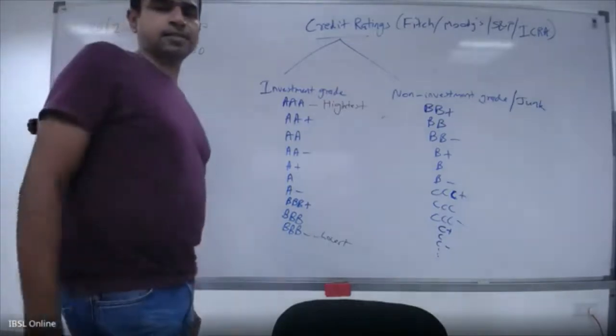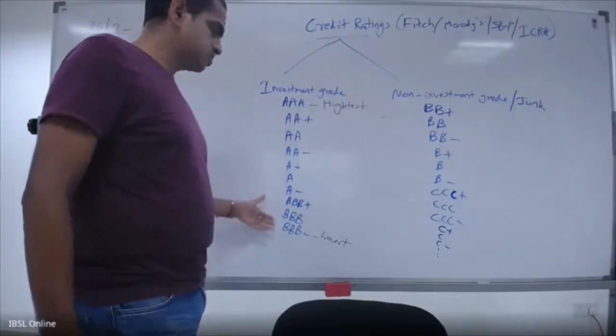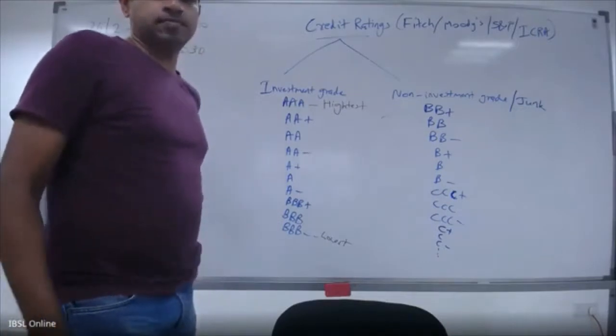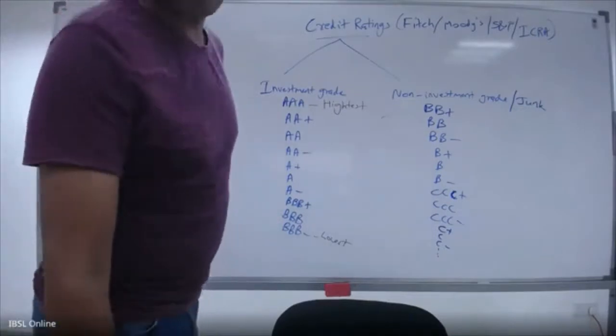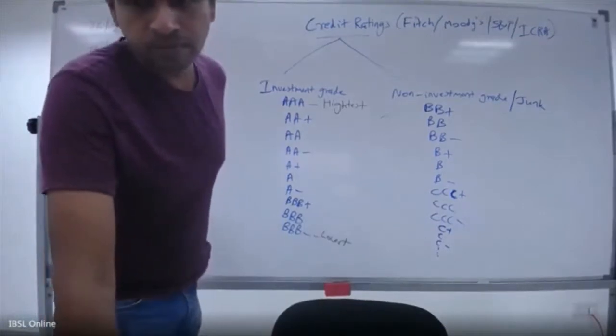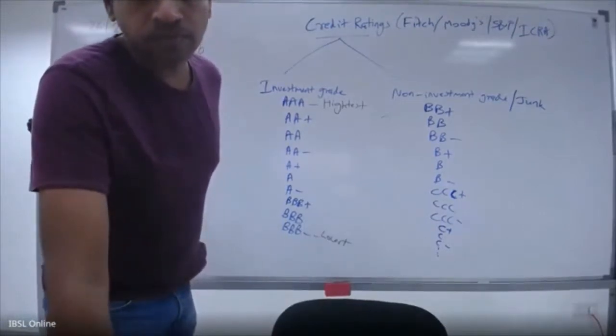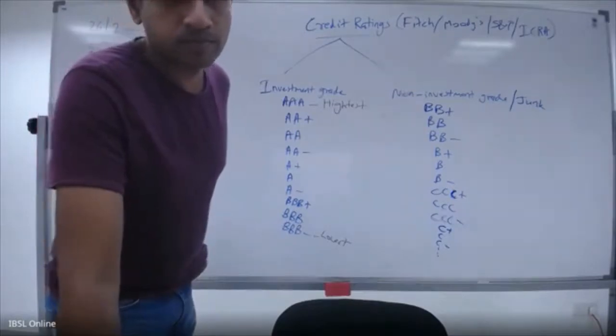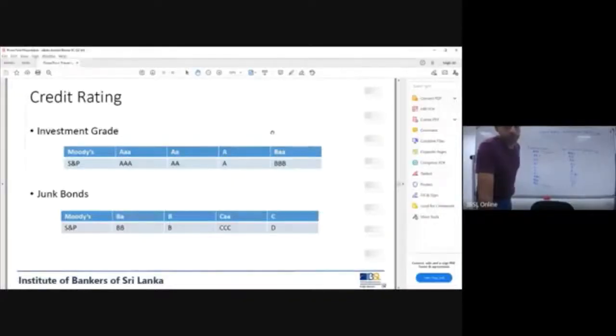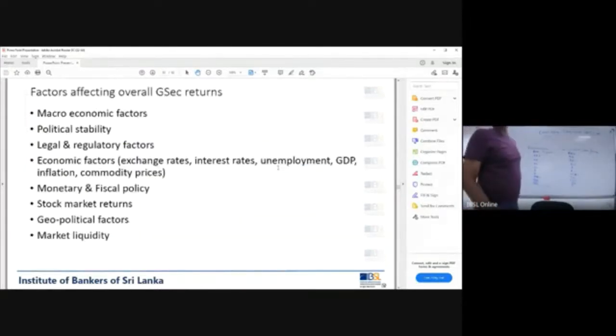Default risk increases, exactly. Right? So as you go down, your risk will increase. Okay, slight correction is due in the tute. Investment grade lowest will be triple B minus. Then factors affecting overall government security returns.